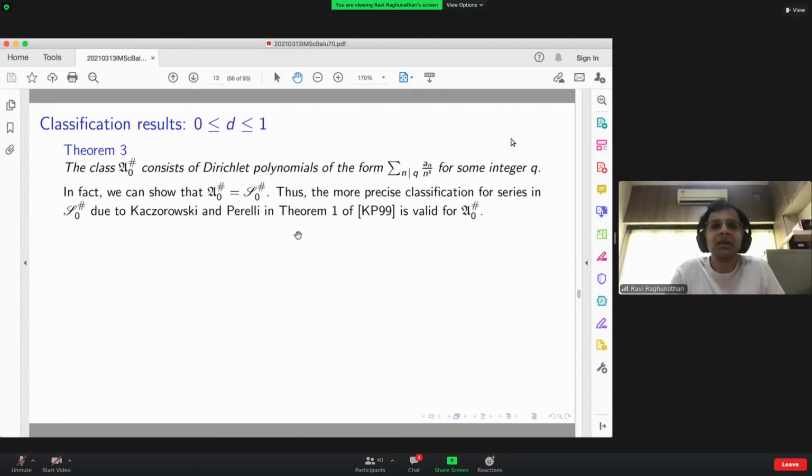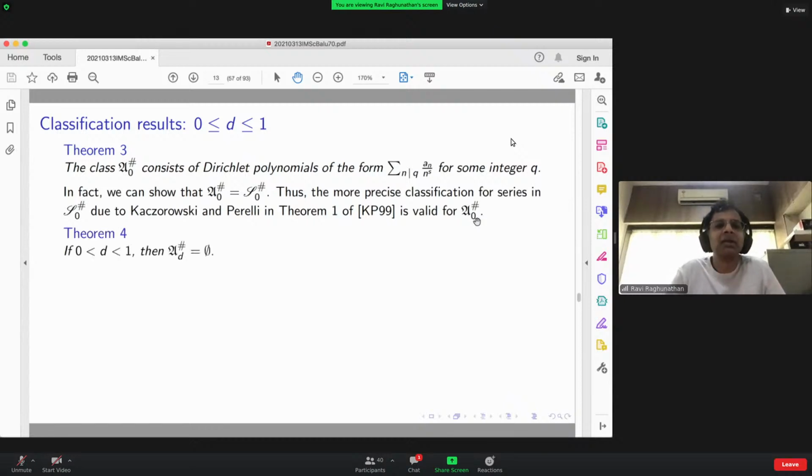Okay. So for us, there is some work to do because a Dirichlet series of degree 0 for us can have quotients of gamma functions appearing in the functional equation, and you have to rule that out. But we can, and in fact, Kaczorowski and Perelli have a slightly sharper, more precise classification for degree 0 elements, and that will be valid in this class as well.